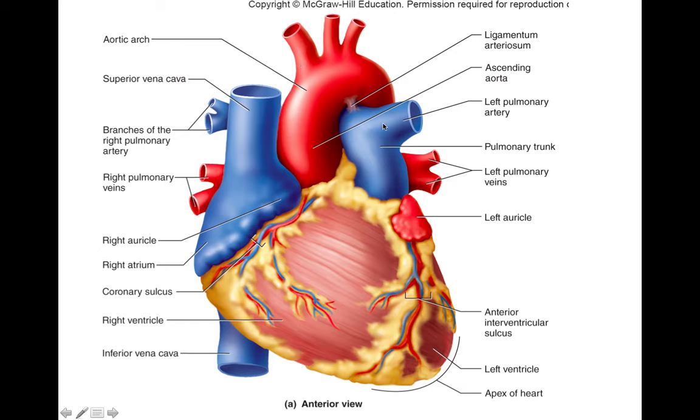Your pulmonary artery extends from the right ventricle. So as the right ventricle pumps its blood, it's going to pump into this pulmonary trunk, which is an artery since you're moving away, and then that vessel will divide into your right and left pulmonary arteries, and each of those will go to the right and left lungs.